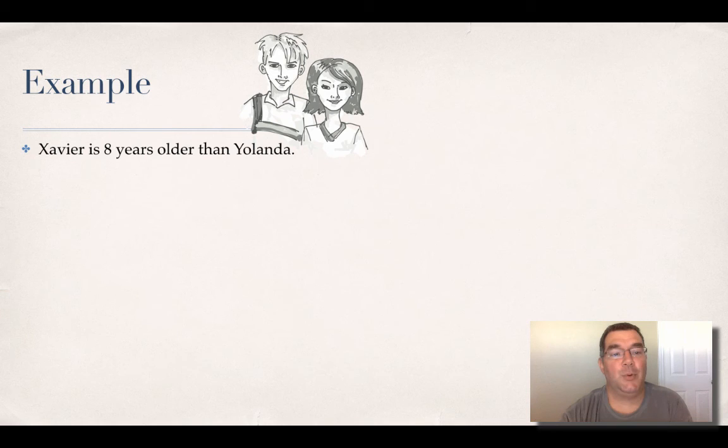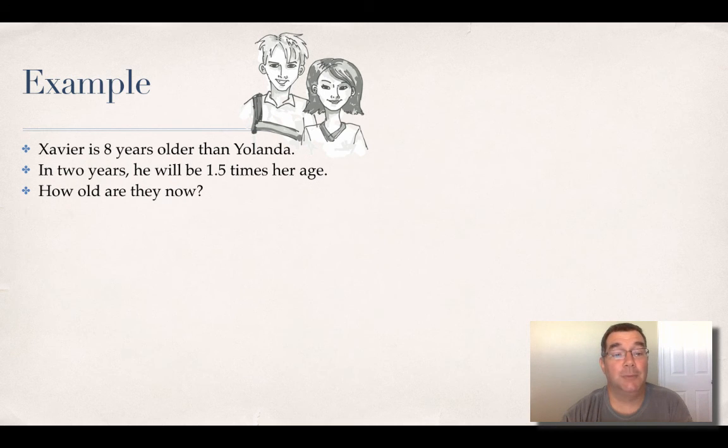All right, so here's an example. We have Xavier that is 8 years older than Yolanda. And in 2 years, he will be 1.5 times her age. So how old are they now? Well, the first sentence says that Xavier is 8 years older than Yolanda. So if I add 8 years to Yolanda's age, then that will be equal to Xavier's age. The second equation says that in 2 years, Xavier will be x plus 2, and Yolanda will be y plus 2 years old. So that x plus 2 is going to be 1.5 times y plus 2.